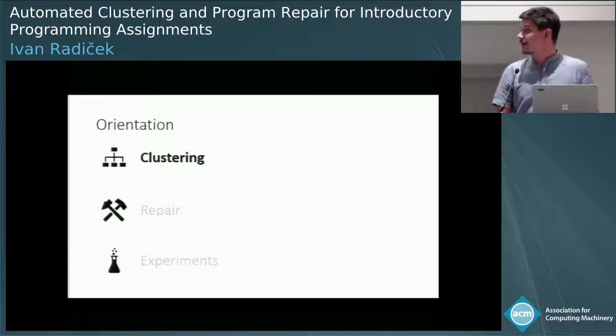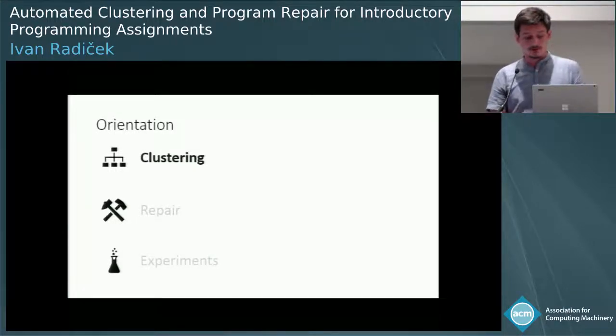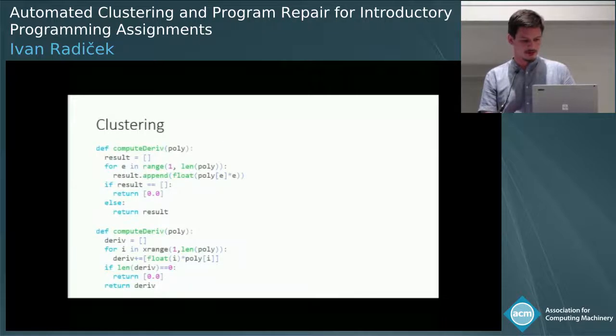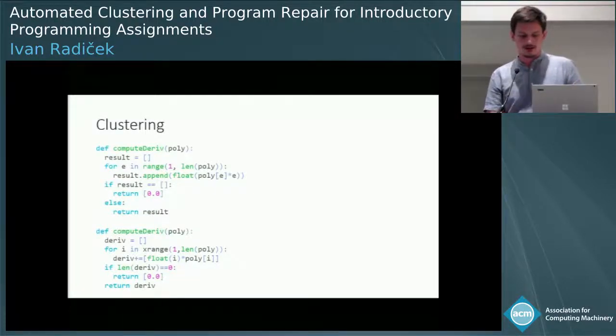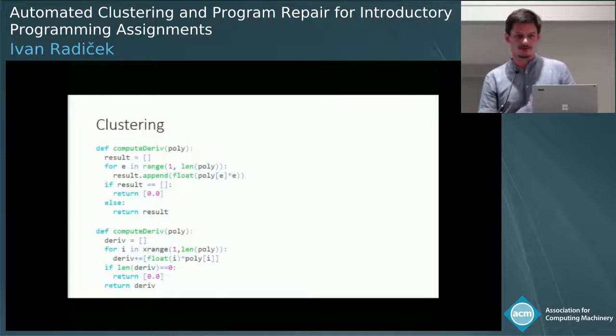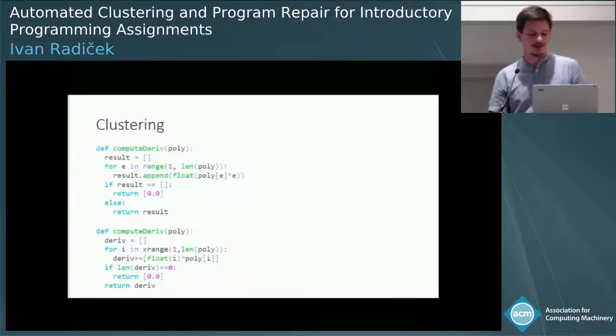First I'm going to explain how the clustering works, then repair, and conclude with an experimental evaluation of our approach. To explain clustering, as I mentioned, clustering is done on correct solutions. Here are two different correct solutions. They differ in variable names and other syntactic differences, but we want to put them in the same cluster because they are semantically equivalent on the traces they produce.